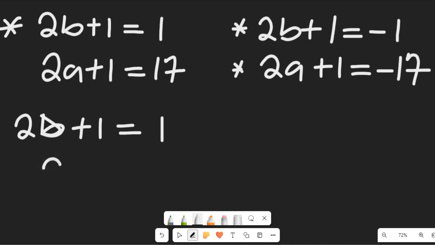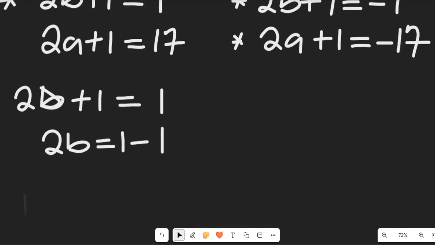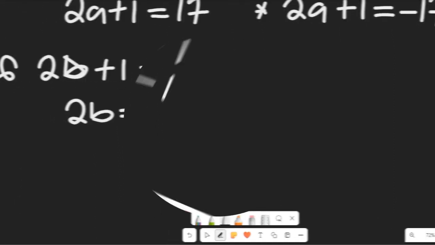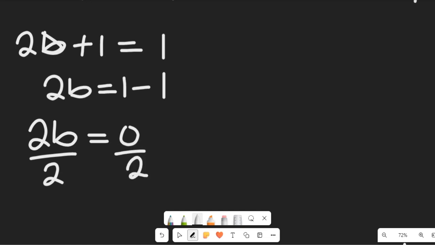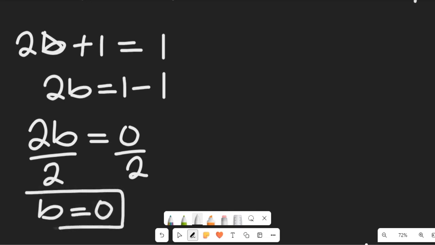So what would that give us? 2b will be equal to 1 minus 1, and from there you find out that 2b will be equal to 0. So let's divide both sides by 2 in order to find the value of b. From here, b will be equal to 0. So the value of b here is equal to 0.